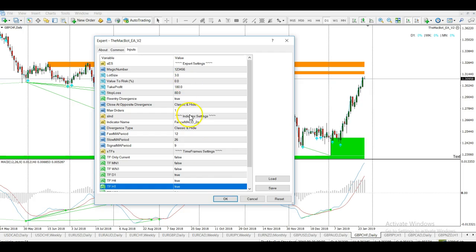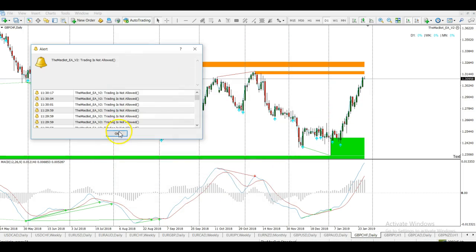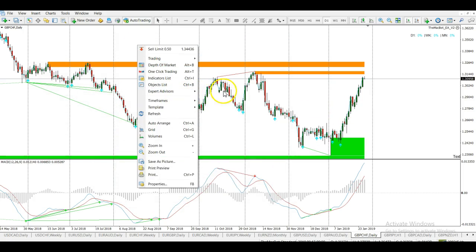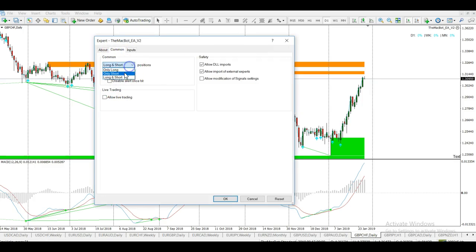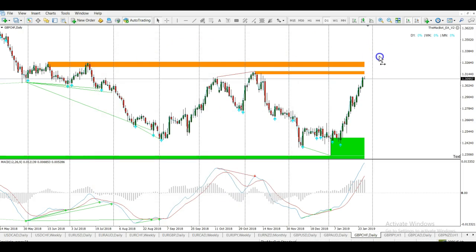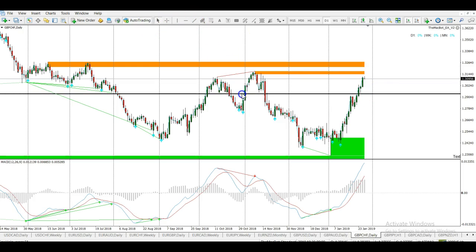Okay, 3 lots. I didn't put in the properties, come in, you're looking to go short, allow live trading, hit OK. Okay, we've got the wee smiley face. First easy target, I'm just going to mark it here, which is about here, the last high that was taken out on the way up.